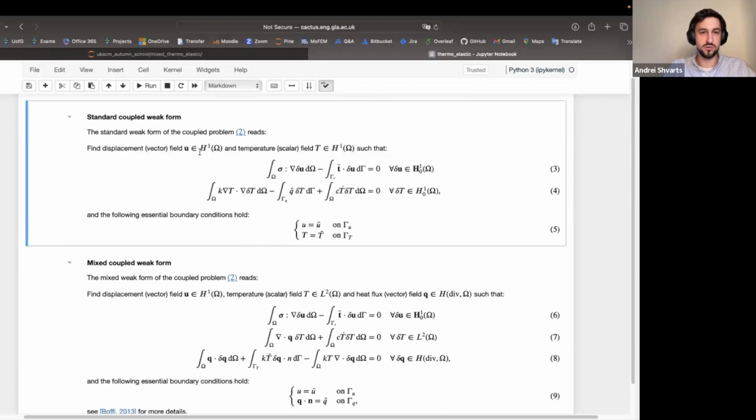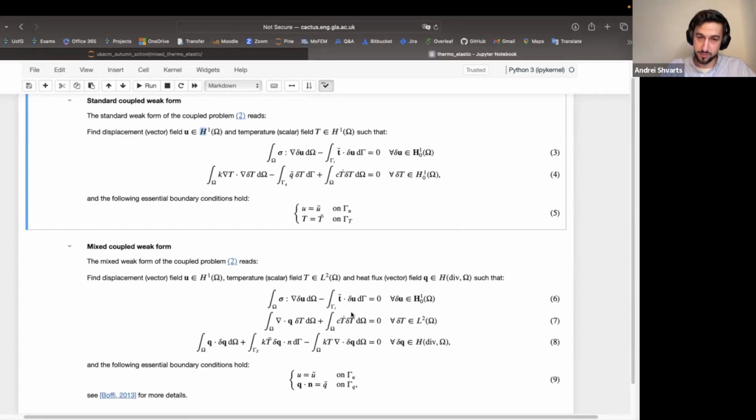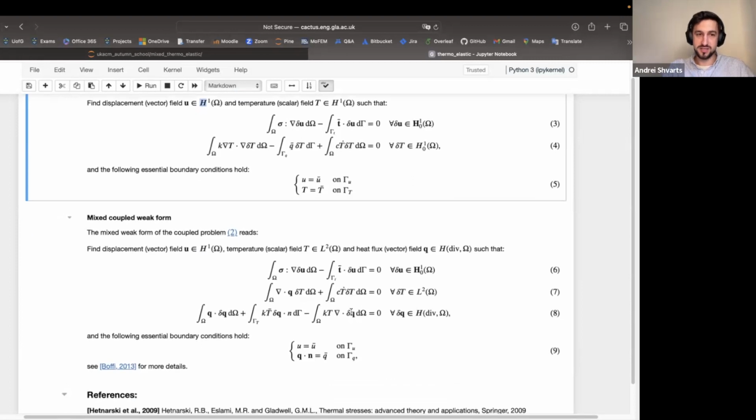And the unknown field U is being sought in both cases in the space H1. So when we look into this coupled problem, for the elastic part, in both cases, we consider the standard weak form. However, in case of the mixed formulation for the heat conduction part of the coupled problem, we can consider the mixed formulation.